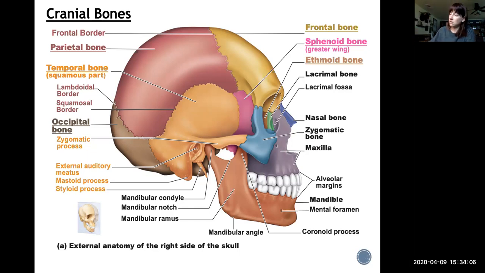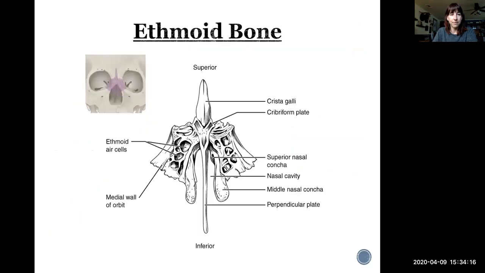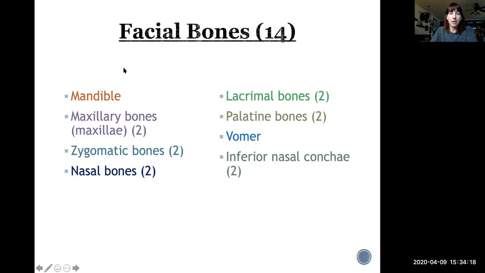Any last minute questions on cranial bones? And I'm going to go on to facial bones. Holy crap, it's already been an hour and a half. Let's get on with it. Okay, so again, here we go.